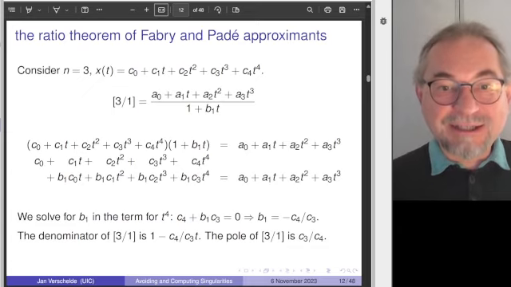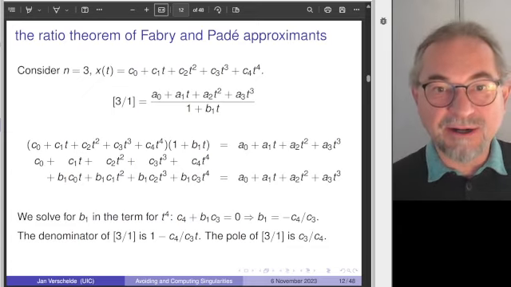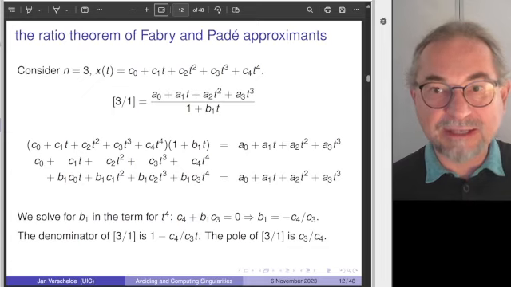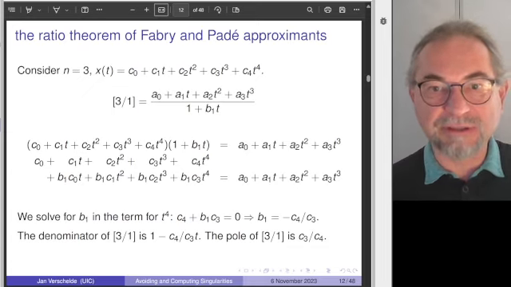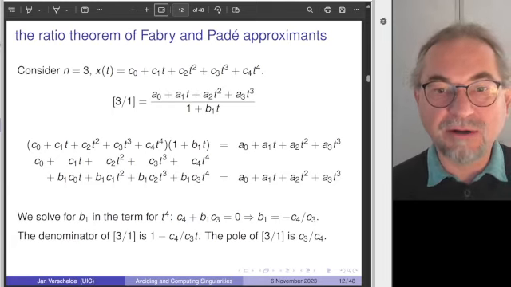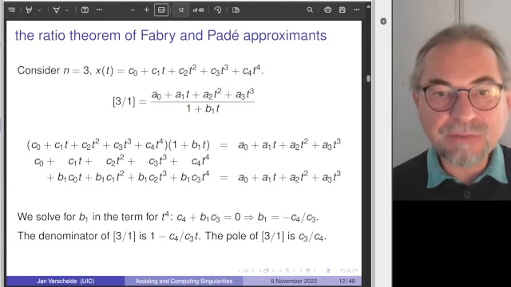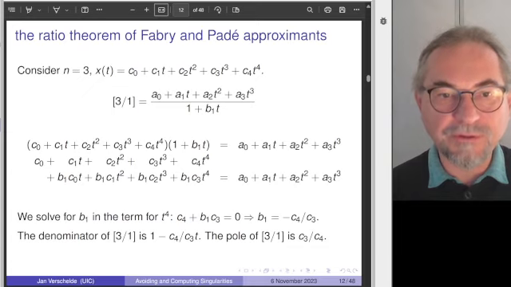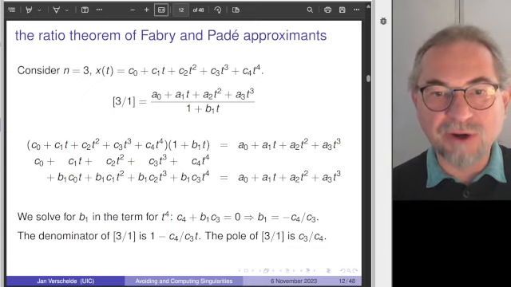So one can see that by requiring that the Padé approximant agrees with the Taylor series, one can compute a linear system. So if you solve for the term in T^4, this has to equal 0.